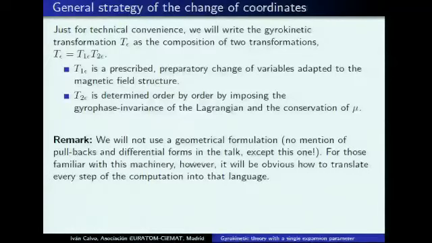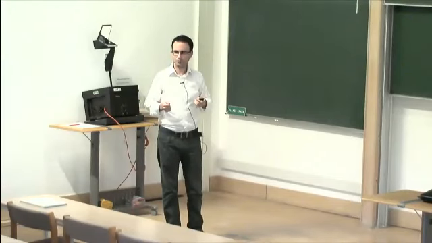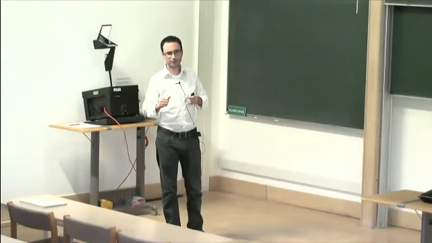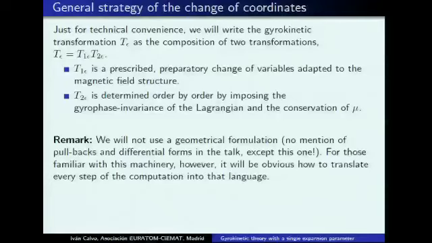But of course, I have to say one can combine both transformations at the end, and if one doesn't want to show it as a composition of transformations, then there is no problem, and one can make sure that one is not losing any term of order lower than epsilon q. Just two remarks are maybe in order. We're not using a geometrical formulation, we're not using geometrical language. But for all those familiar with the language, I think it will be more or less obvious how to translate every step of the computation.